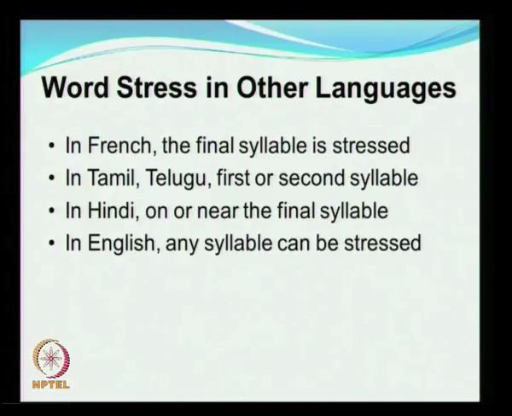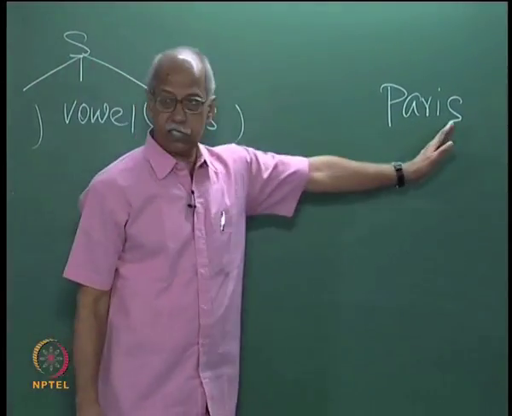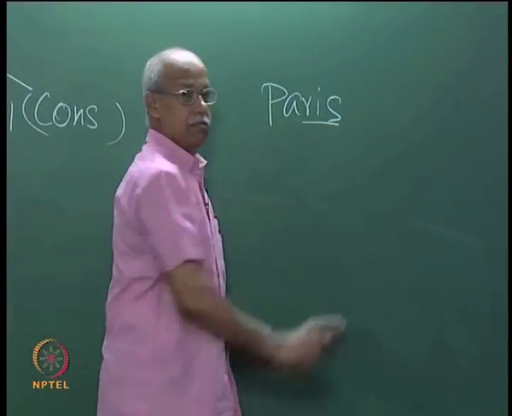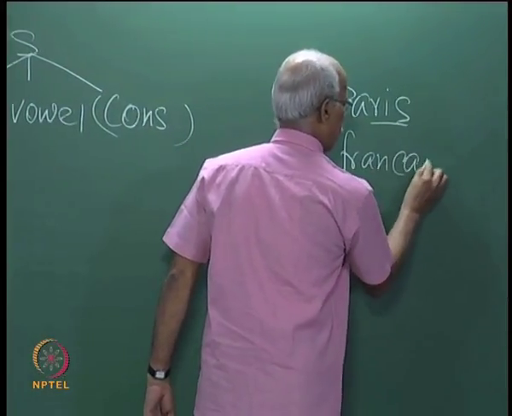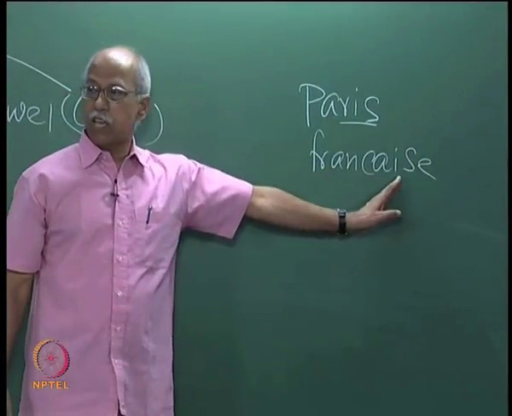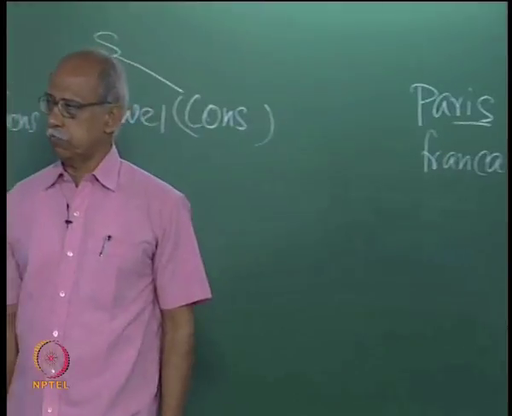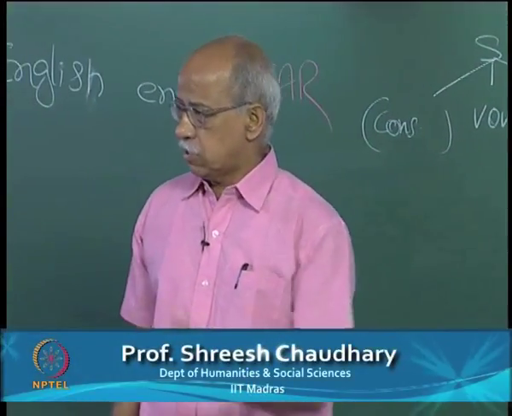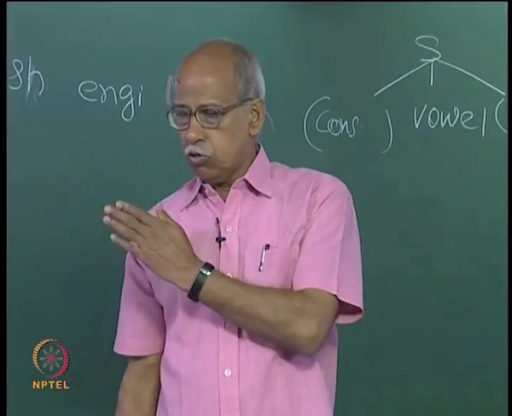Now, if you compare English word stress with other languages, say for example, a language like French. In French, it is always the last syllable. So, they pronounce Paris. Okay? They always, in English, sorry, in French, they pronounce it as Francais. Okay? It is always the final syllable, no exception. Cassette, that is a French word. Okay? So, what we say parliament, they say parlement. Okay? It is always the last syllable.